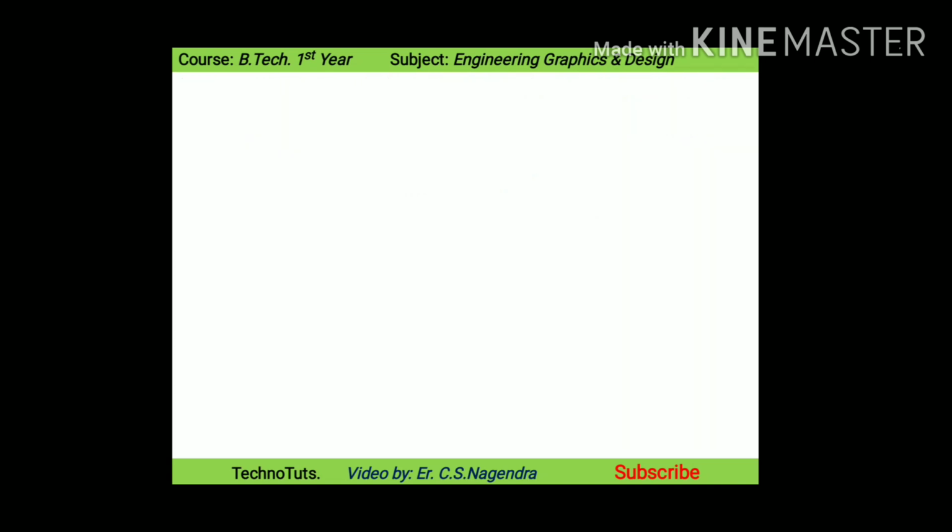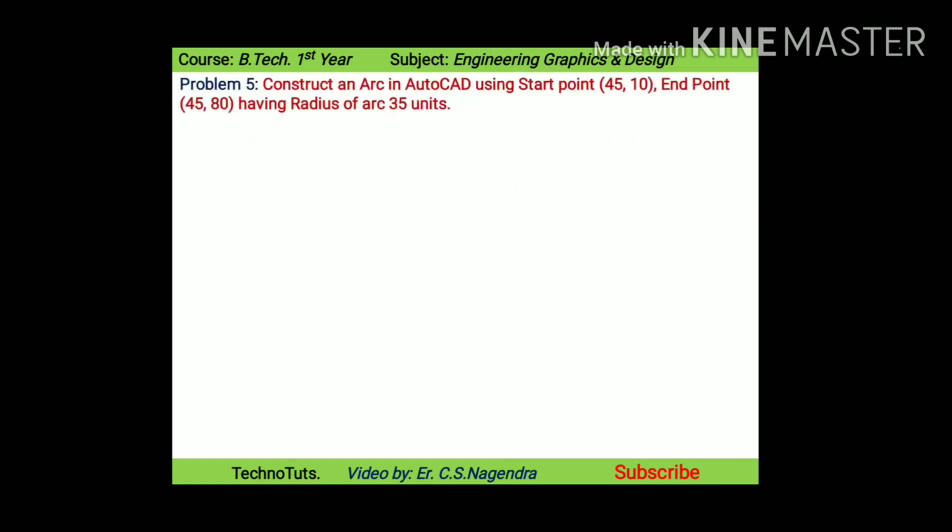Okay students? Let us move to problem number 5. Construct an arc in AutoCAD using start point 45, 10, end point 45, 80 having radius of arc 35 units. Let's solve the problem. Let start point be P1 having coordinates 45, 10, end point be point P2 having coordinates 45, 80 and radius of arc R be 35 units.